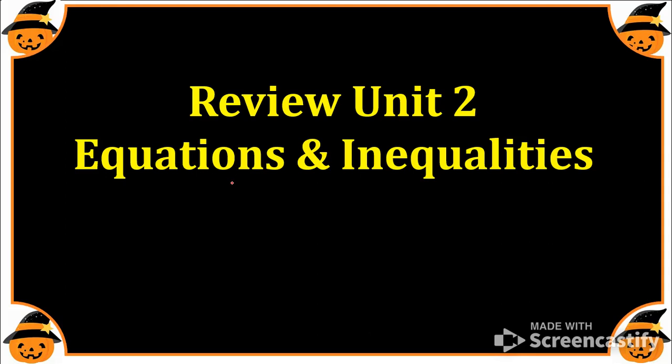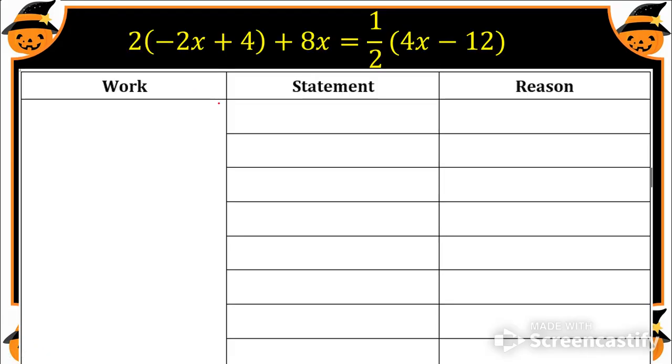Okay, guys, let's review equations and inequalities. So first, let's take a look at a two-column proof. The first thing we're going to do is write the problem. So this always goes in the first statement row of your statement column. The reason is because it is the given. So the problem is always the given.